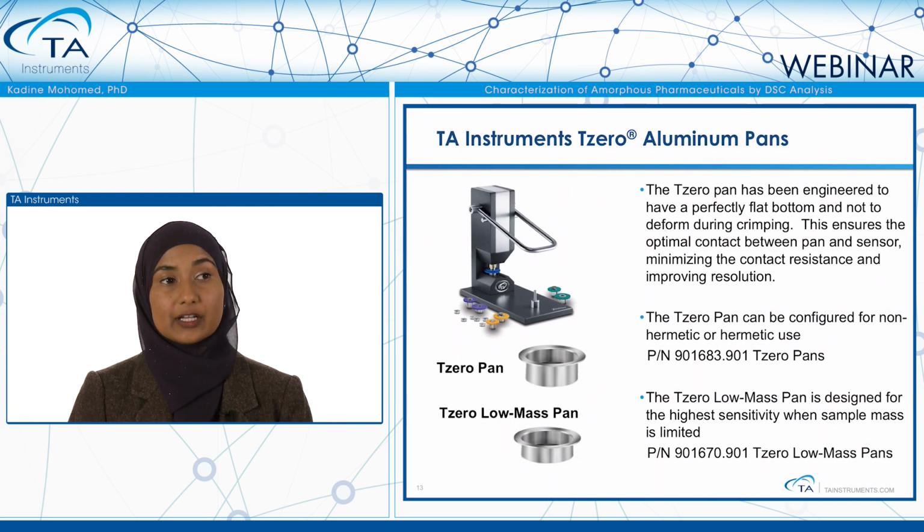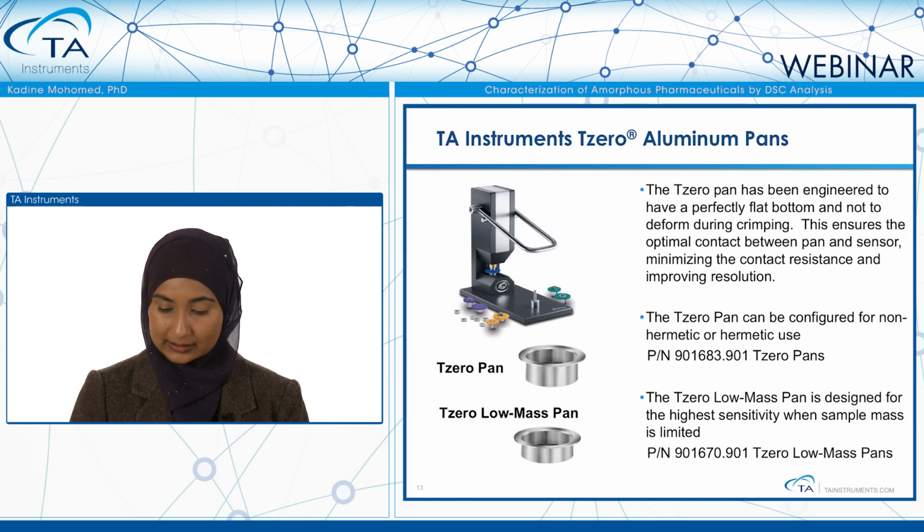Other pans are available, so there are gold pans, stainless steel pans, as well as copper pans. So various pans are available depending on whether or not your sample will interact with that particular pan.